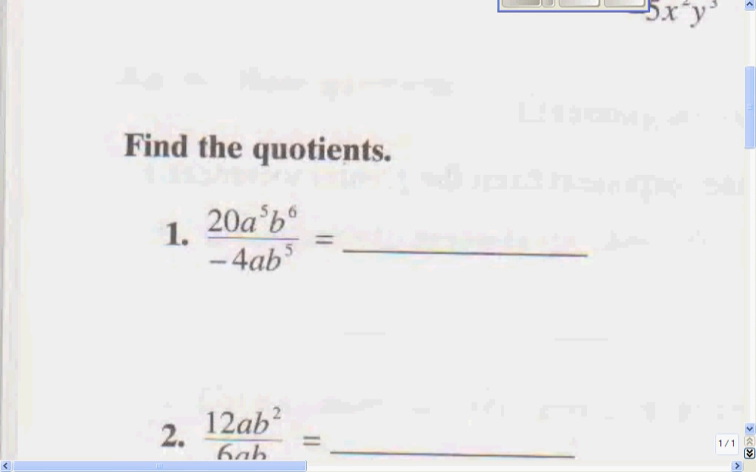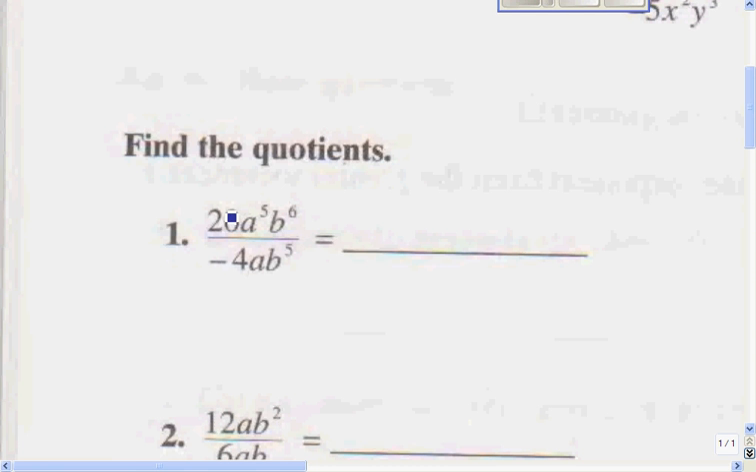It's actually opposite. When you multiply monomials, you add the exponents. When you divide monomials, you actually subtract the exponents, okay? So that's the rule for dividing monomials. We subtract the exponents. With that in mind, let's get started.